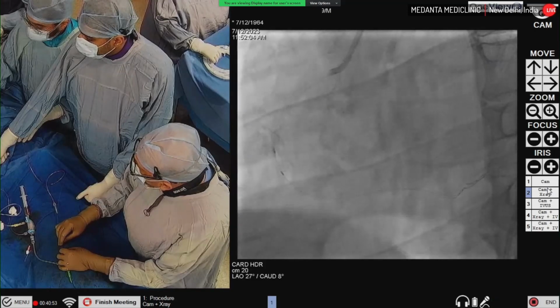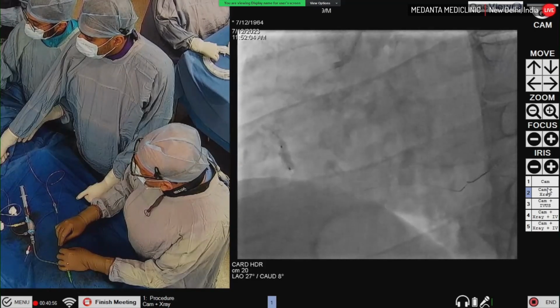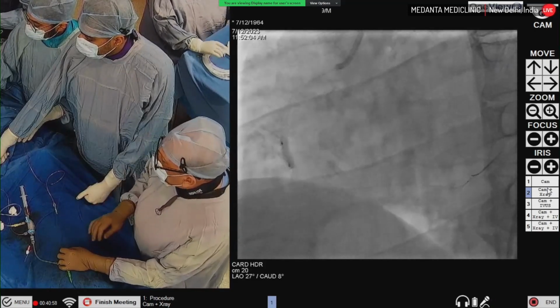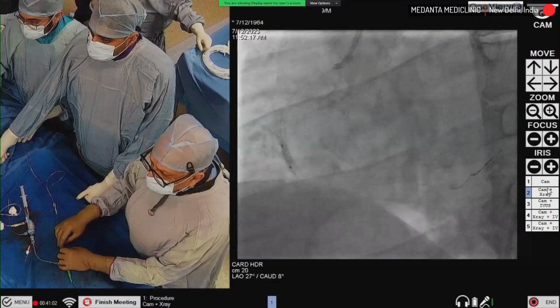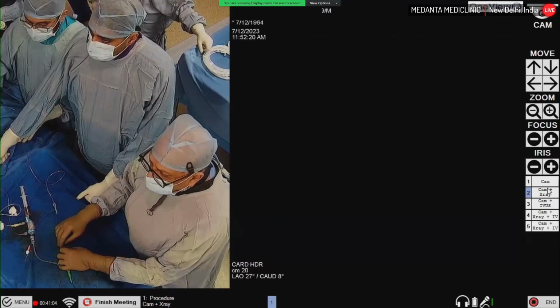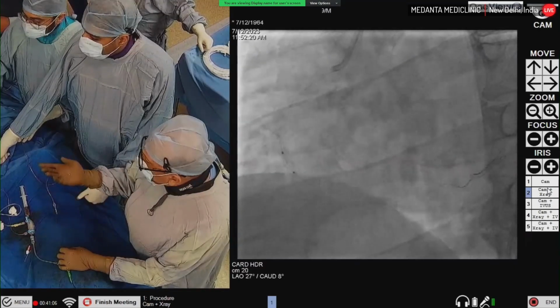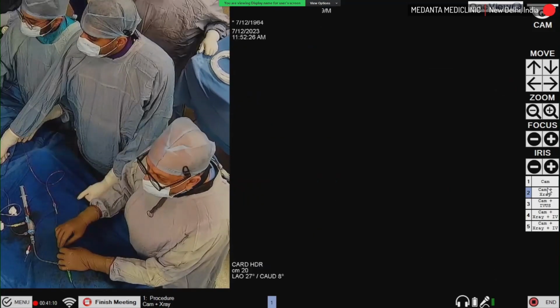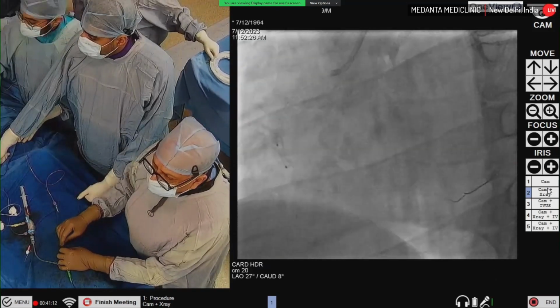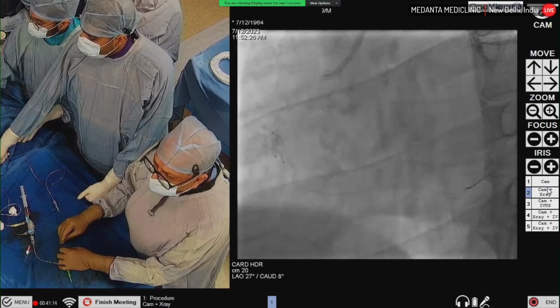1, 2, 3, 4, 5, 6, 7, 8, 9, 10, 12. I think the stent is now very well expanded. Deflate, please. And the beauty is that we don't have to do any cine runs. It just comes on the fluoro. So this is radiation protection.